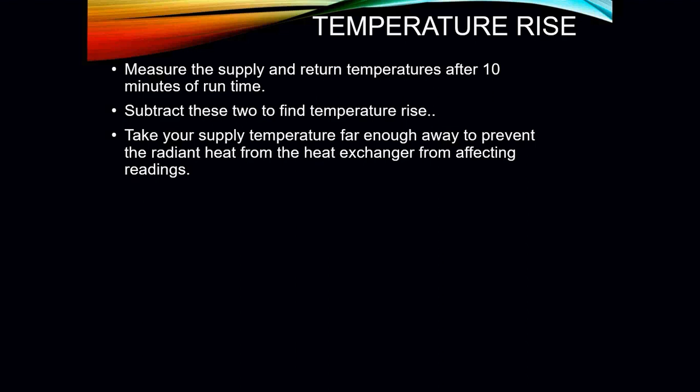So take your supply temperature far enough away to prevent the radiant heat from the heat exchanger from affecting your readings. You are going to want to take these readings probably at the first supply run that's going to go to a room, probably a flex connector or some sort of first connector on the supply duct. Do not take it right above the heat exchanger. It's going to be hotter there. You want to take it down a little bit so that the air is diluted a little bit, to get a more accurate reading of what your supply temperature is.